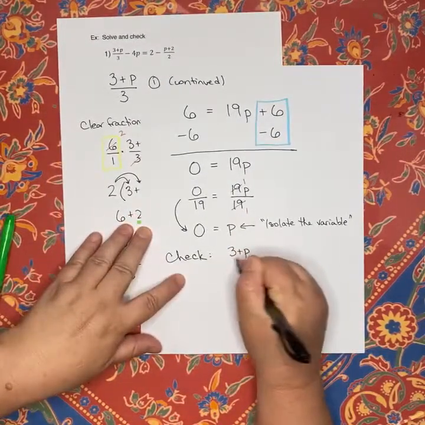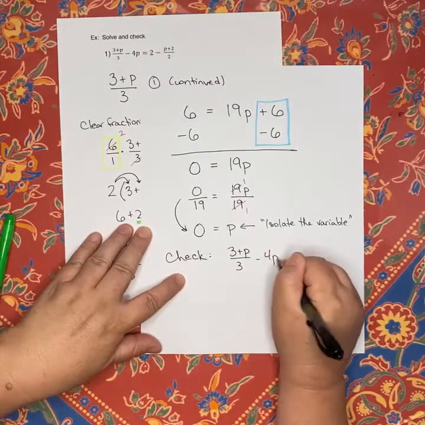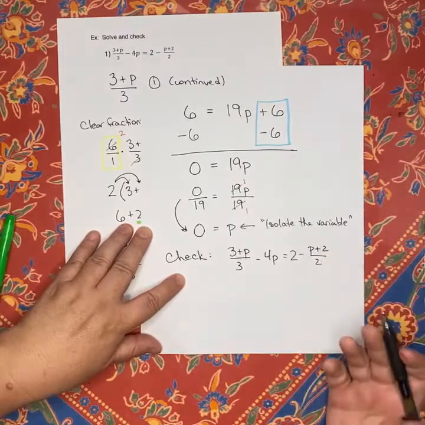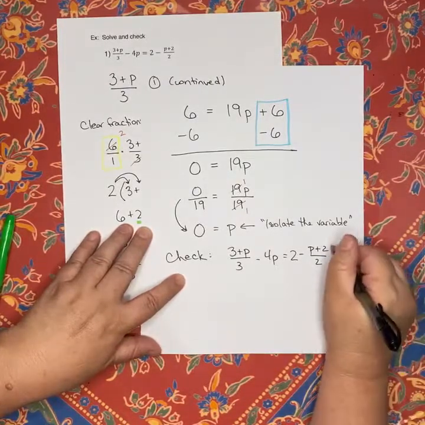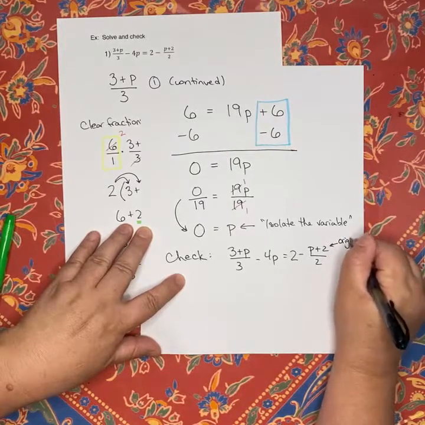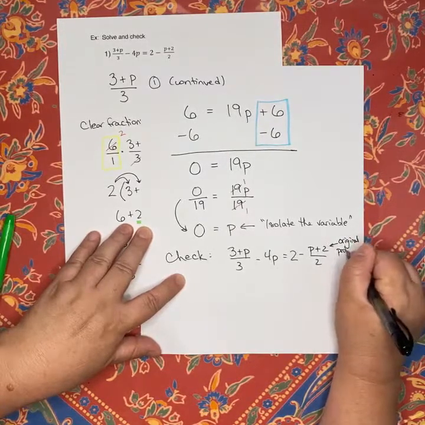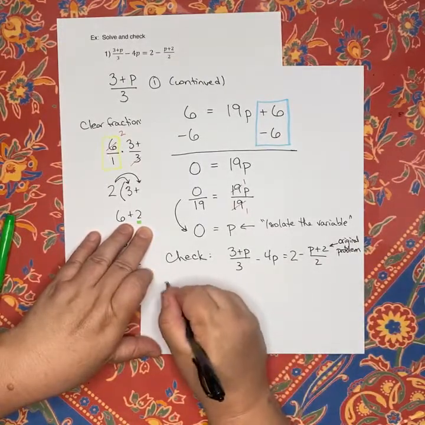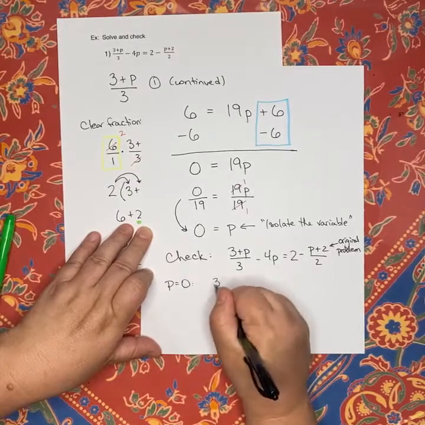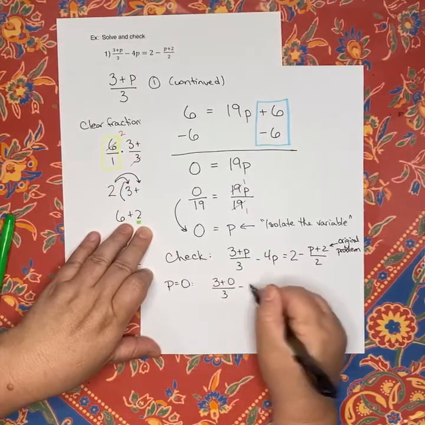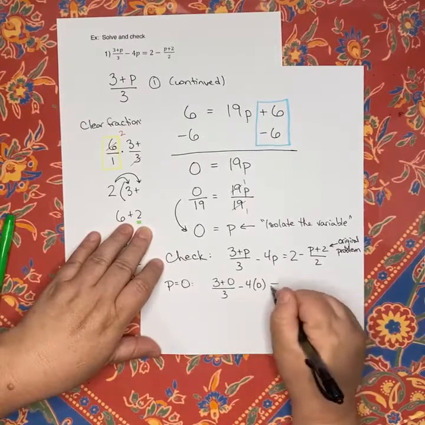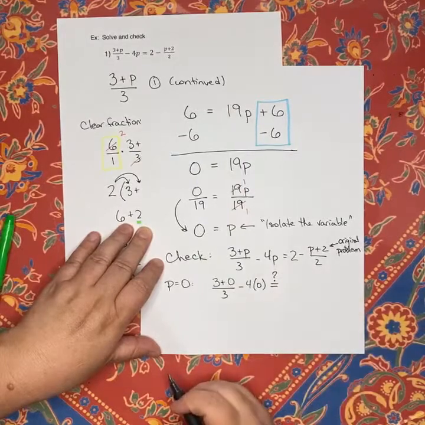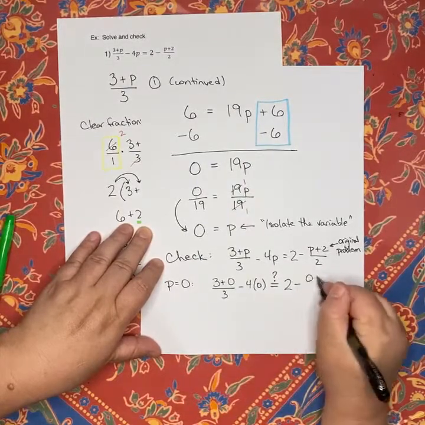3 plus p all over 3 minus 4p equals 2 minus p plus 2 over 2. So first thing is you write out the original problem. And then you plug in p equals 0. So I get 3 plus 0 all over 3 minus 4 times 0. Now, I was always taught you can't assert it's true, so I'm going to go ahead and put a question mark there. 2 minus 0 plus 2 over 2.